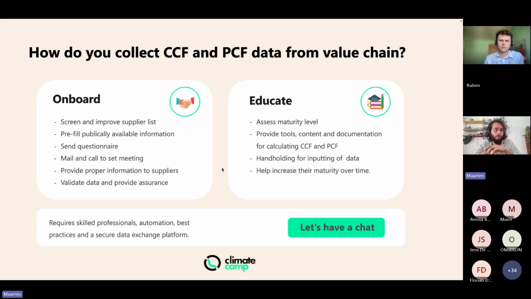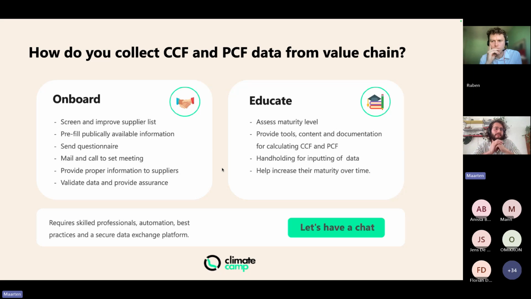First, we need to help them onboard whatever information they have. We have a supplier list, but we need to screen it and we need to improve it, because first we take a look at, let's say you have 100% of emissions coming from your suppliers, and from this 100%, you want to have the suppliers responsible for 80% of total emissions.